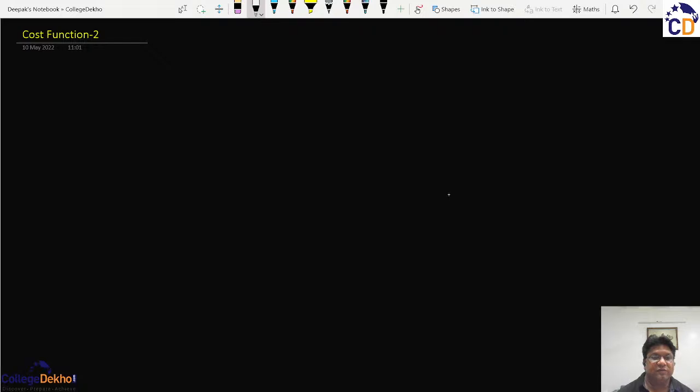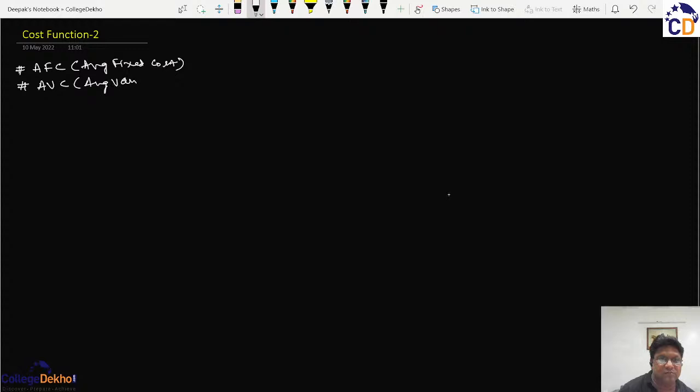Hello everyone, myself Deepak Gupta, and today in this second session of cost function of microeconomics, we will primarily focus on the calculation of average fixed cost. I will use the full forms first and then we will only use the symbol. Then the average variable cost, the average total cost, commonly known as AC, average cost.